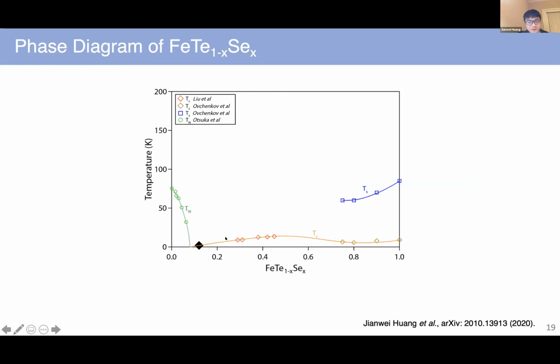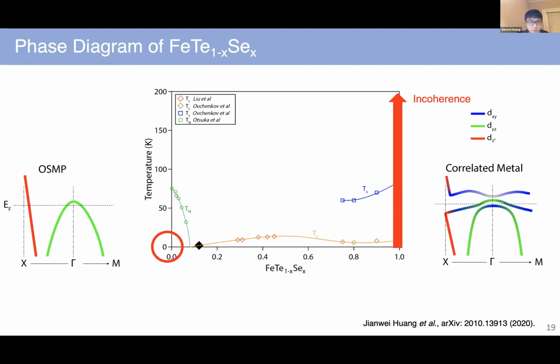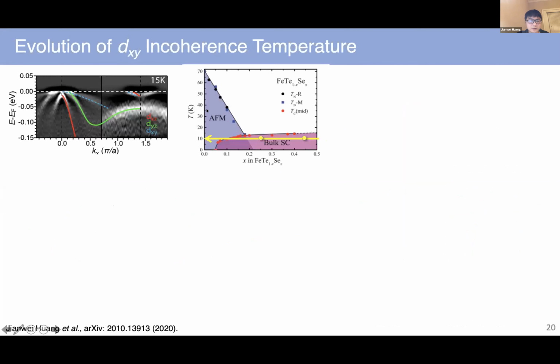With all this, let's look back at what we have learned. First, this is the first diagram with Tc, Ts, TN. At the iron selenium end, we find that it is a strongly correlated metal. With increasing temperature, the dxy orbital will become incoherent. The iron tellurium compound is in proximity to the OSMP state as its ground state. So suppose we go from iron selenium to iron tellurium, we expect a decrease of the dxy orbital coherence temperature. So let's check whether this is the case.